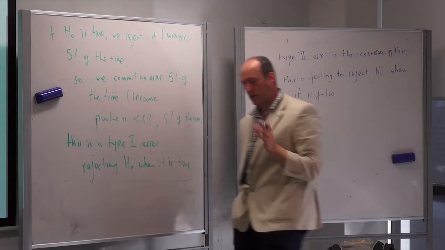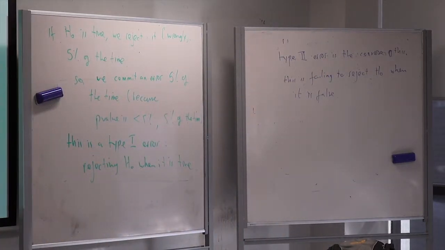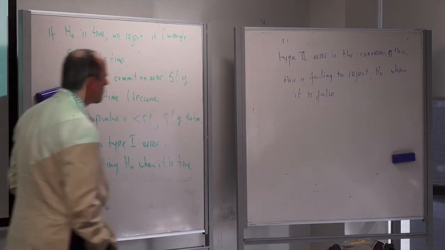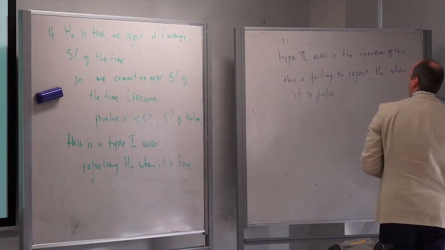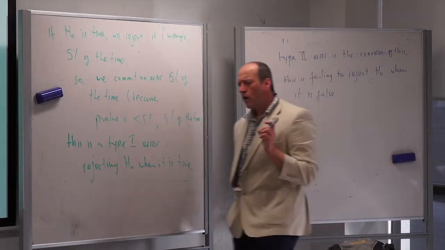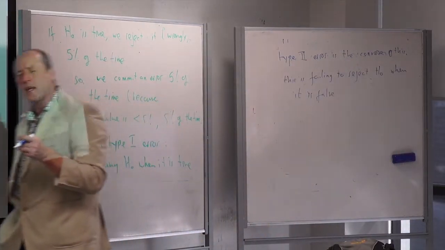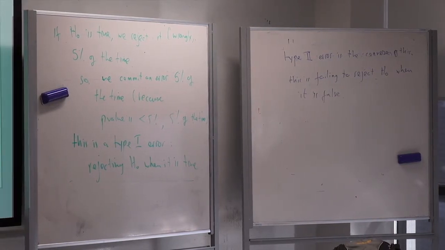If the null hypothesis is false, and we don't reject it, that's an error as well. It's not perhaps as serious as a type 1 error, but it's an error. You'll notice that in statistics we kind of minimize the impact of this kind of error by talking about failure to reject or not enough evidence.